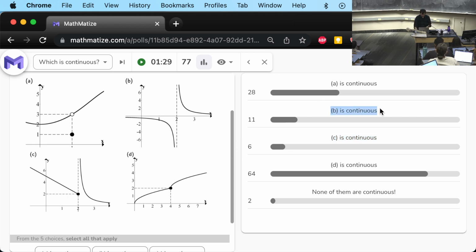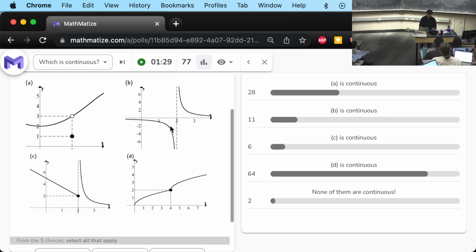B, you guys also got right. B is not continuous either for the same reason. It sort of has two pieces, right? It has this piece down here and this piece up here, and there's no way to draw it all at once. So B is also not continuous.